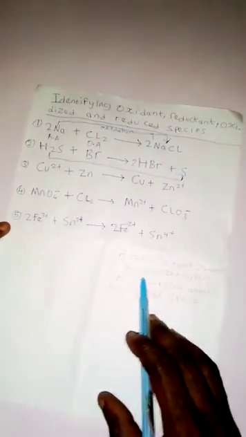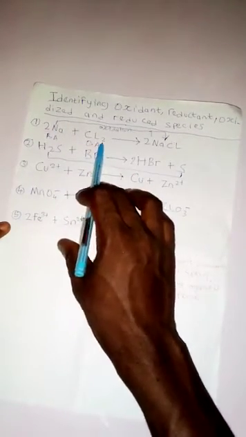The oxidized species here is, as I said in the definition, that a reducing agent is the oxidized species. So the oxidized species here is our sodium, which is our reducing agent, while the reduced species here is our chlorine. Can you take note of that? Now let's move to the other one.